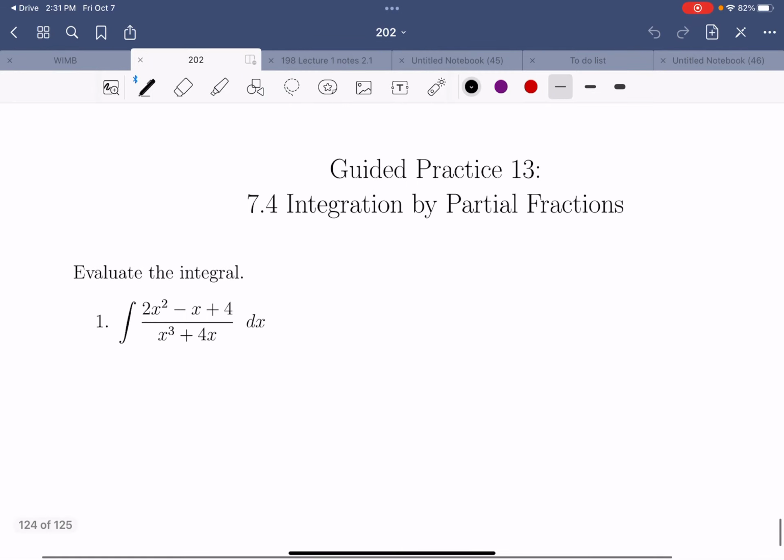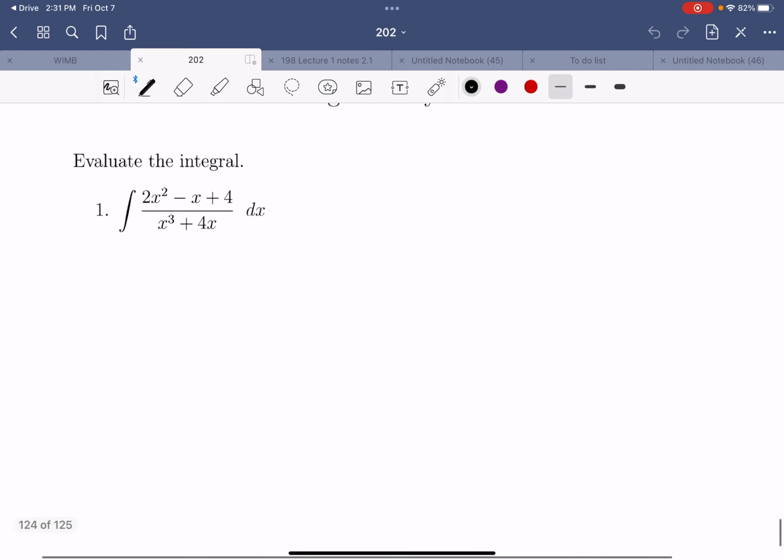All right, this is Guided Practice 13. This is section 7.4, integration by partial fractions. So this is when we're integrating something with a fraction.